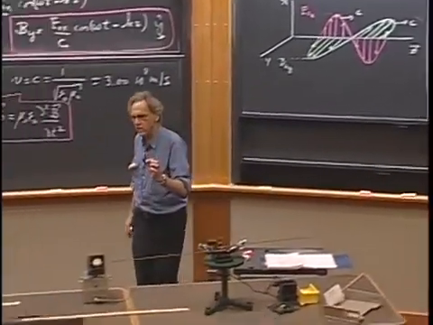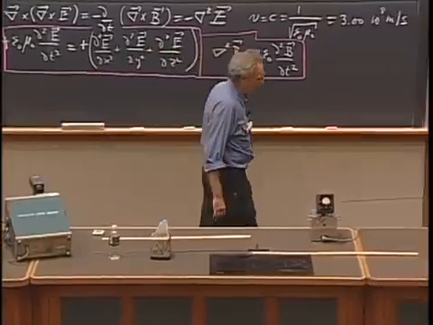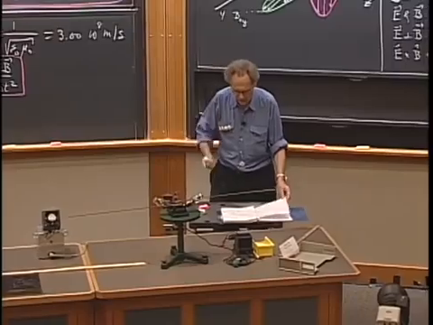If the E vector is only in one direction, as it is here in the x direction, we call that linearly polarized radiation. The word speaks for itself, linear.